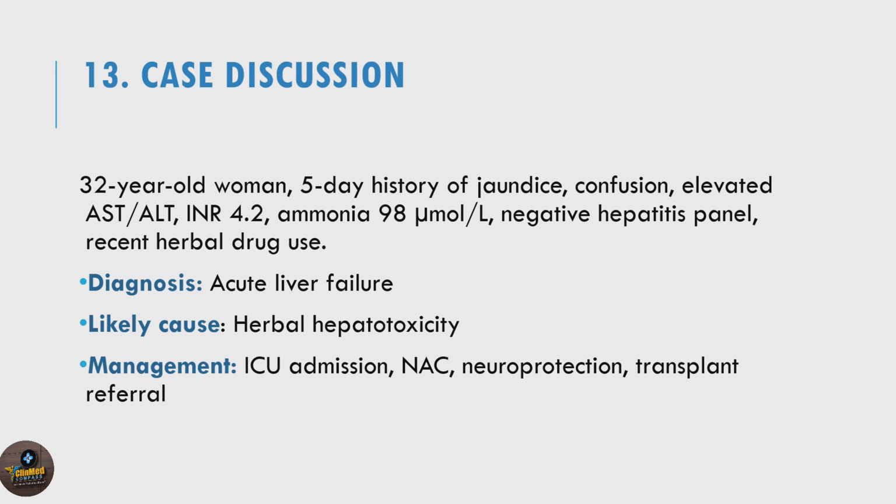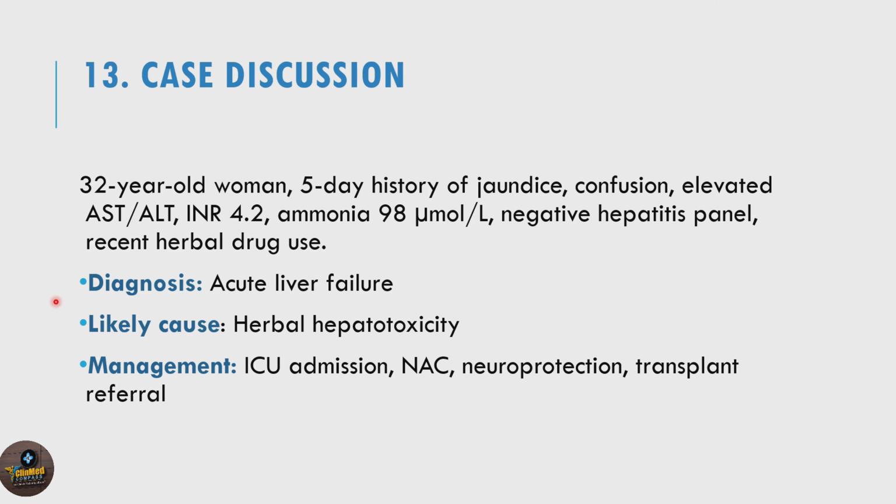Let's take a look at this case discussion. A 32-year-old woman presents with a 5-day history of jaundice and confusion. Lab shows elevated AST and ALT, INR of 4.2, and ammonia of 98 micromoles per liter. Viral hepatitis panel is negative. She reports recent herbal medication use. What is the diagnosis? What is the likely cause? Outline the management of this case. Kindly provide the responses to these questions in the comments.